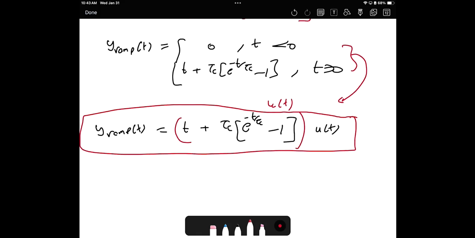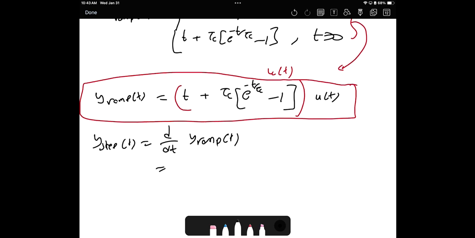Validate my answer. Try to find the y step of t, which will be d by dt of y ramp of t. So this will yield: the derivative of t will be 1, then of the exponential it will yield 1 e power negative t over tau c, u of t.